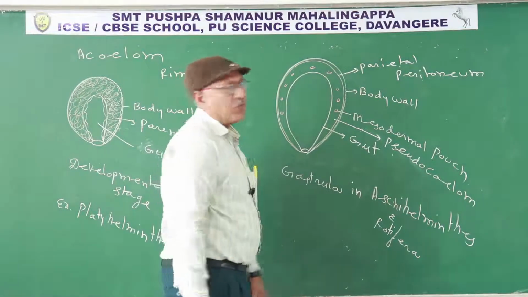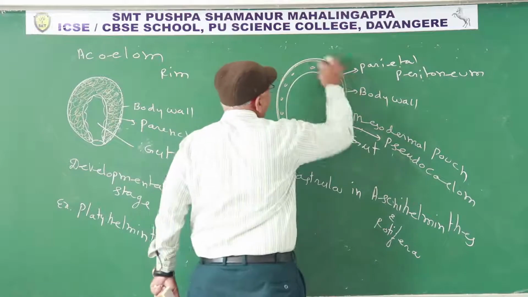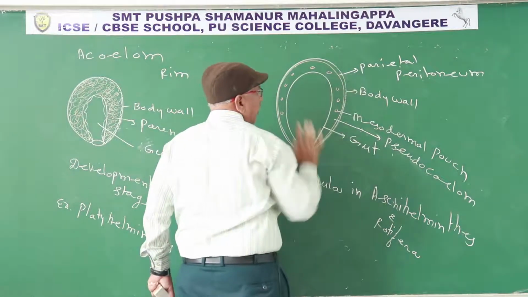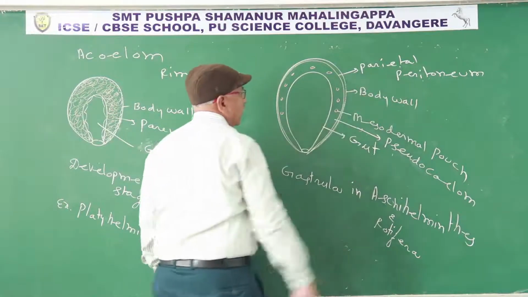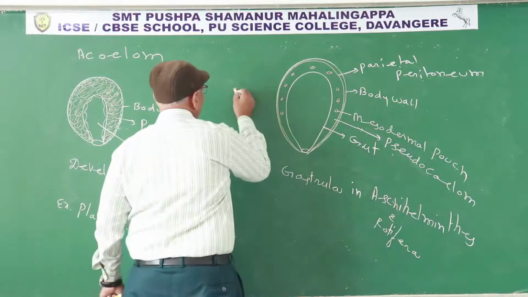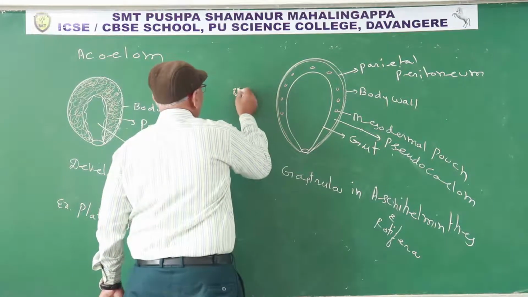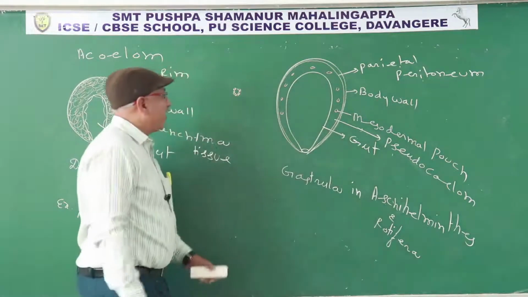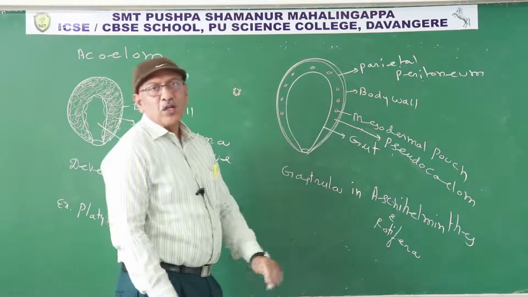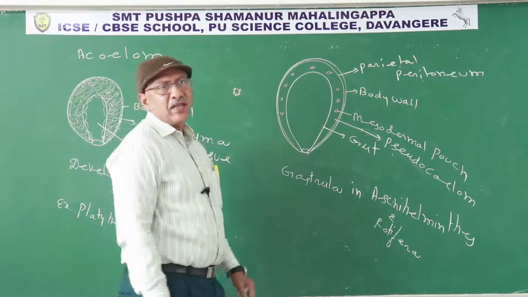Numerous cells are formed. Some cells form a continuous layer inner to the body wall. This layer is known as parietal peritoneum. And some cells congregate, clump closer. As a result, sacs are formed. These are known as mesodermal pouches or mesodermal sacs.